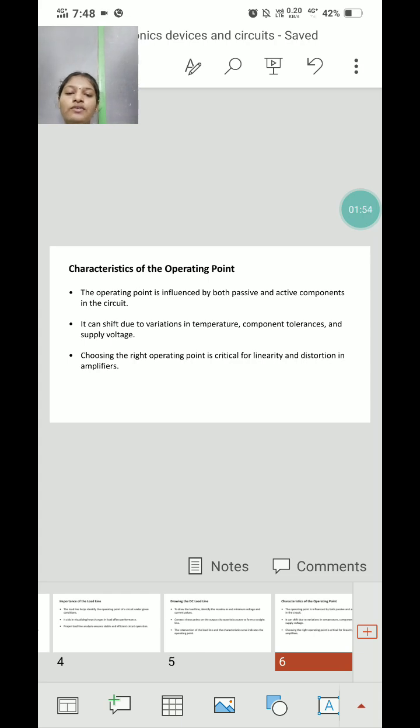Next, characteristics of the operating point. The operating point is influenced by both passive and active components in the circuits. It can shift due to variations in temperature, component tolerances and supply voltage. Choosing the right operating point is critical for linearity and distortion in amplifiers.